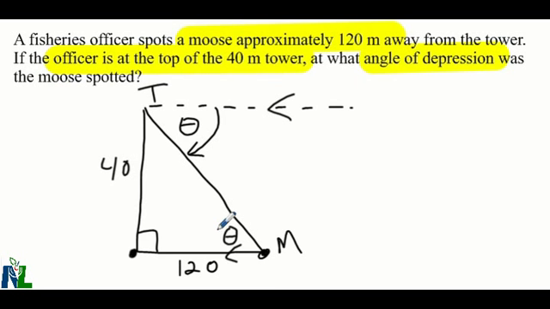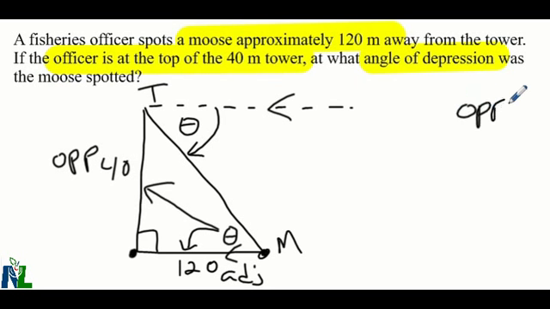And we realize that the 40 meters is directly across or opposite the reference angle. And we also realize that the 120 meters is right next to or adjacent to the reference angle. So the correct trig ratio to solve this problem involves the opposite side and the adjacent side. And that trig ratio is the tangent ratio. And the tangent ratio is what we would use in this problem to solve for the angle of depression.